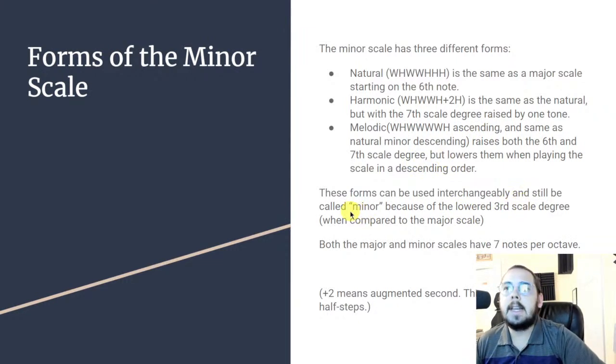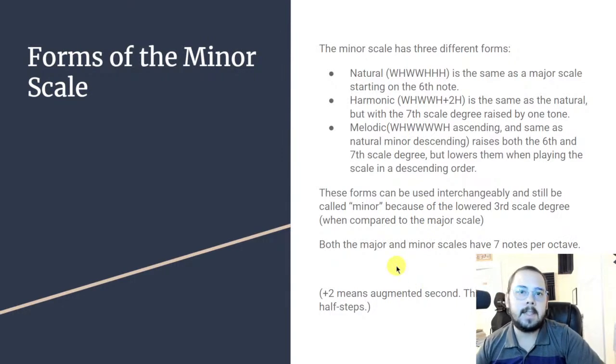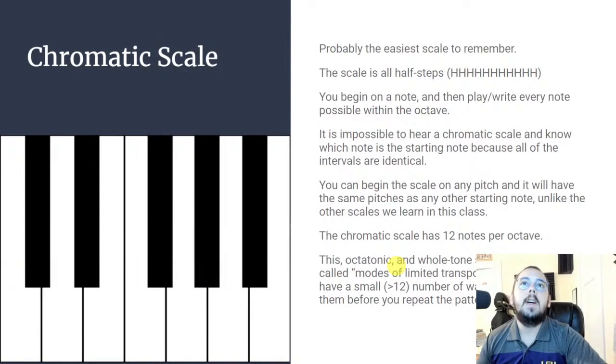One thing to note that's going to come up is that both the major and minor scales have 7 notes per octave. 3, 4, 5, 6, 7, and then we end back on the starting note an octave higher. So that's just one thing that'll come up. That's just a really brief overview of the scales. I'm not going to jump too much into them right now.